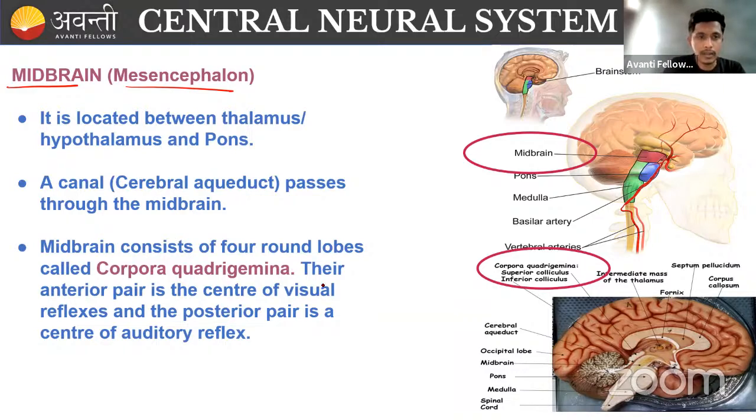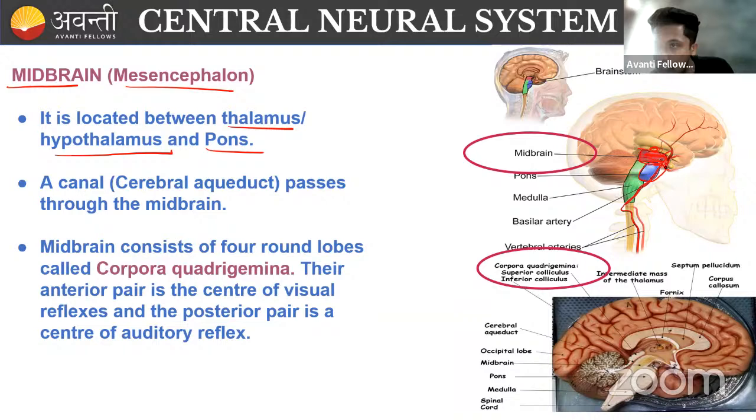If you see the midbrain, it is located between the thalamus or hypothalamus and the pons. This is your pontine region, and this is your hypothalamus. So the region between this hypothalamus as well as pons is called what? The midbrain region.